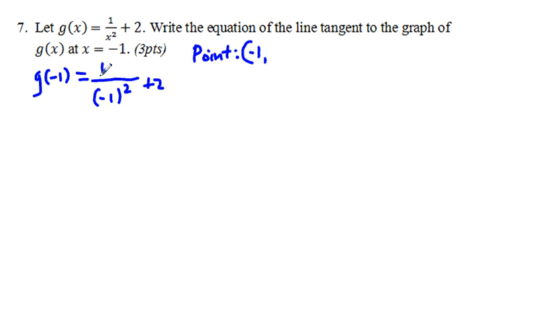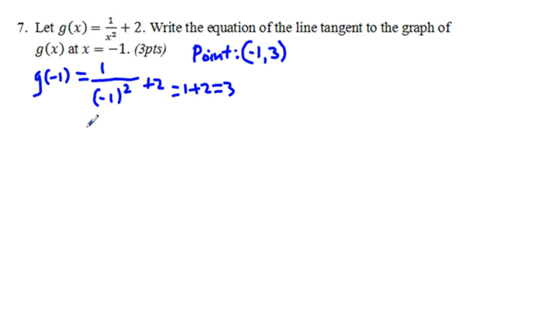Well, here we have 1 over (-1) squared plus 2. That's going to be equal to 1 plus 2, which equals 3. So that's going to be our y-coordinate. So that helps us out. The next thing we need is a slope.